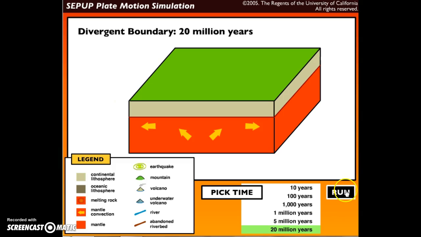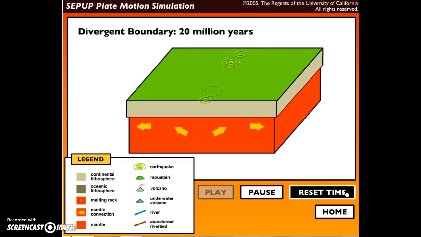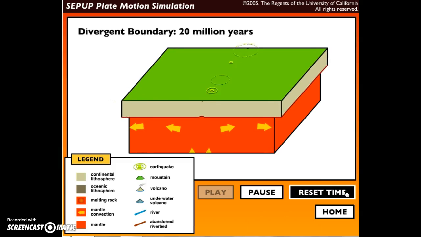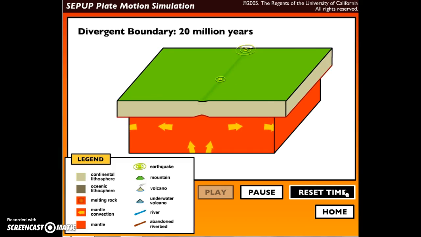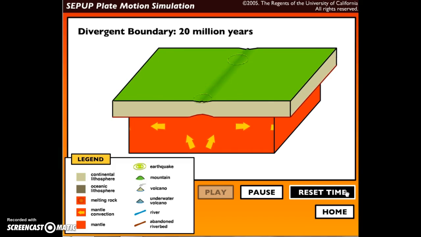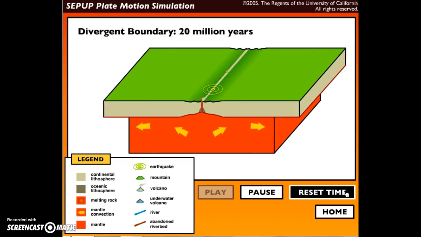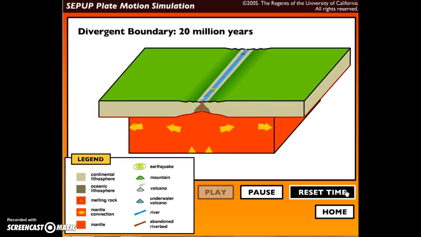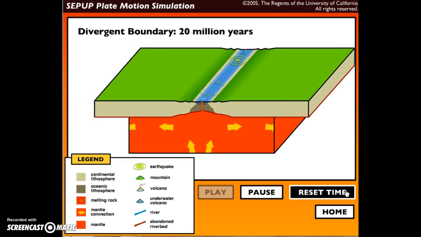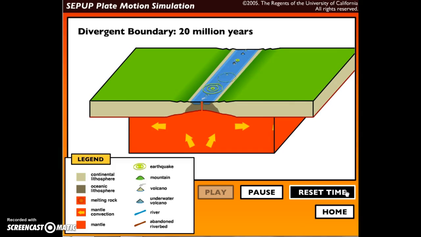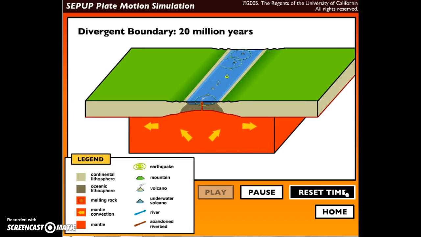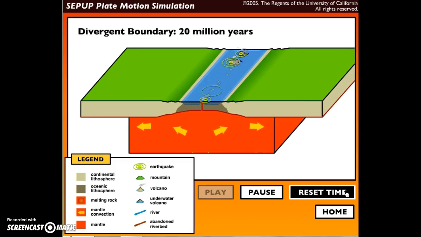All right, so as we see the plate boundaries moving away from each other, we see earthquakes, so I'm going to come back to that. We see the mantle convection. The mantle before with the convergent was moving towards each other. This time it's moving away. All right, we had a riverbed form, and within that riverbed we see volcanoes.